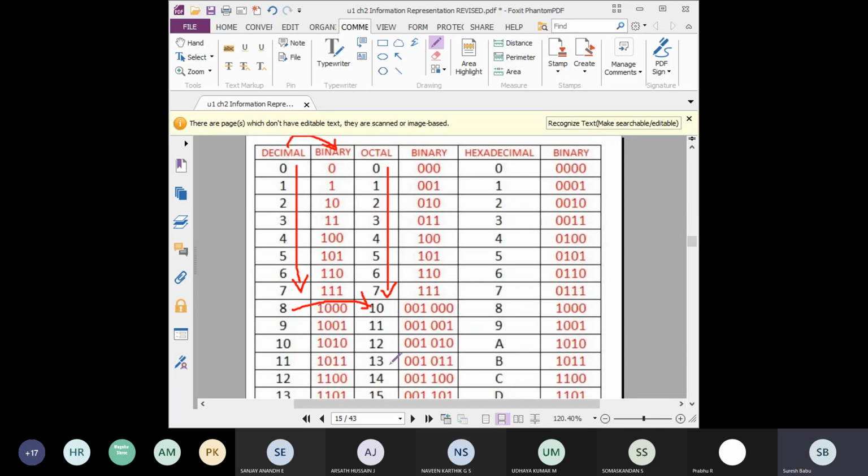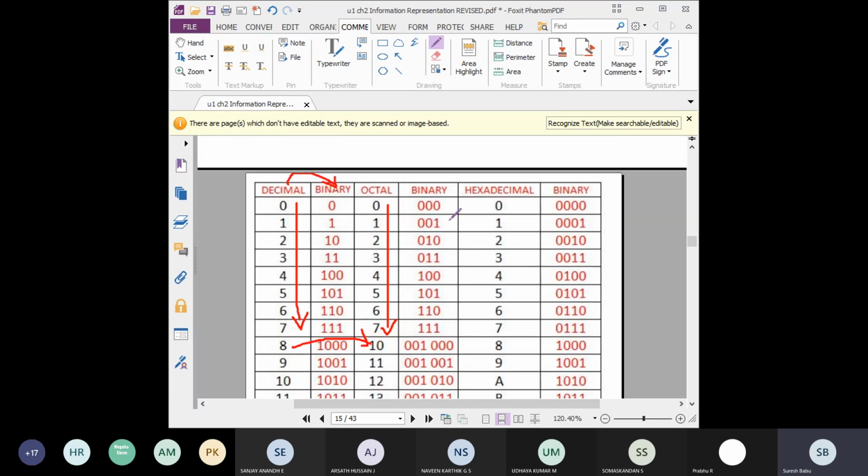For octal to binary, you just have to make it a 3-digit number. That we discussed yesterday in binary to octal conversion. You make it a 3-digit number. So for 0, you know the binary equivalent, and make it a 3-digit number. A single 0 is equivalent to triple 0. This 1 is equivalent to 0 0 1, a 3-digit number. Students understood? You just add zeros on the left side to make it a 3-digit number. 7 is equivalent to 1 1 1. Same thing.